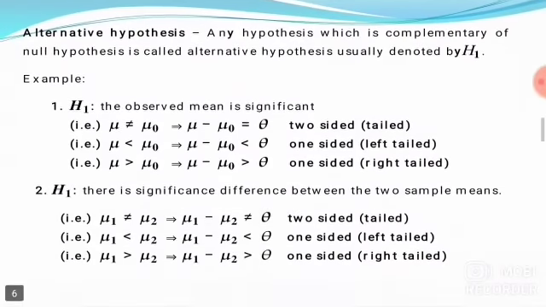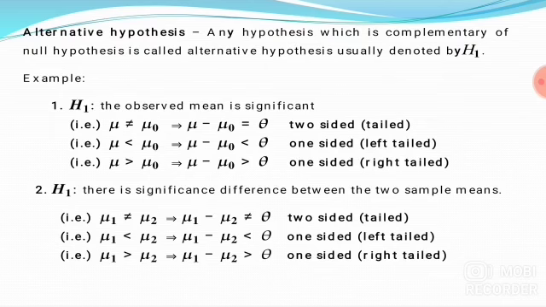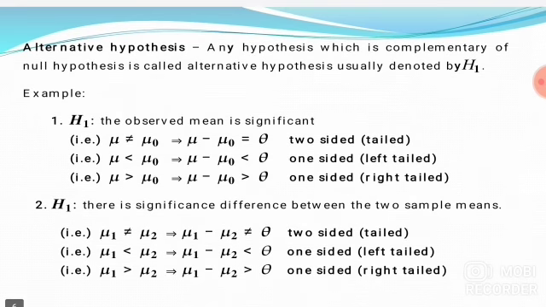Okay. What is an alternative hypothesis? Any hypothesis which is complementary to the null hypothesis is called an alternative hypothesis, usually denoted by H1. For example, H1: the observed mean is significant. It means that there is a difference between the population mean and the sample mean. So this is not equal, that is mu does not equal mu0.